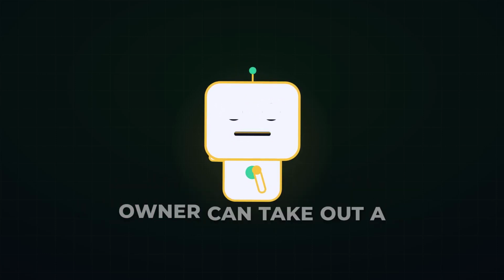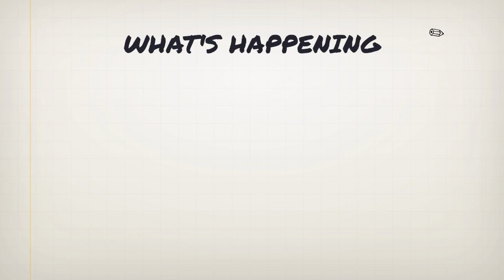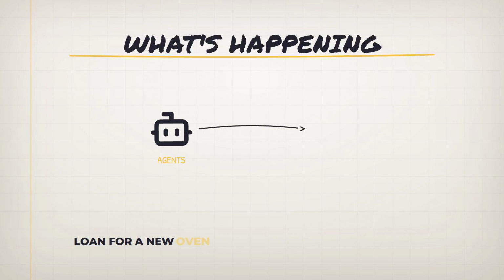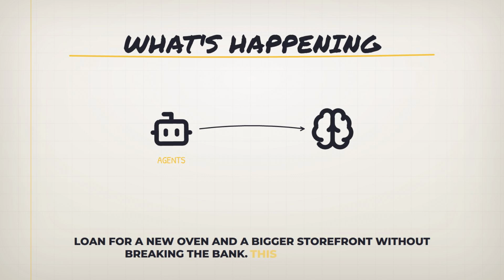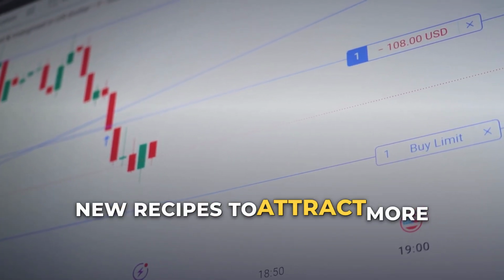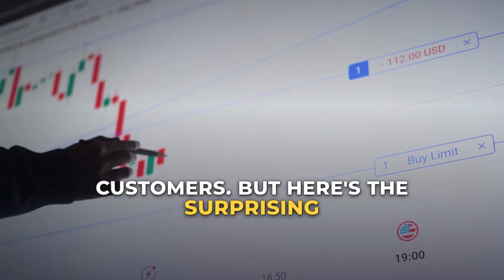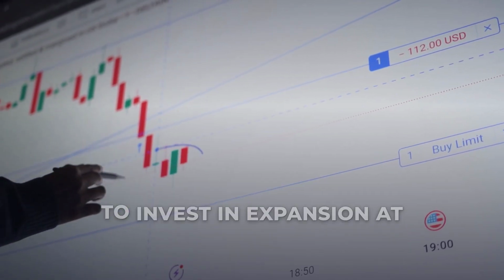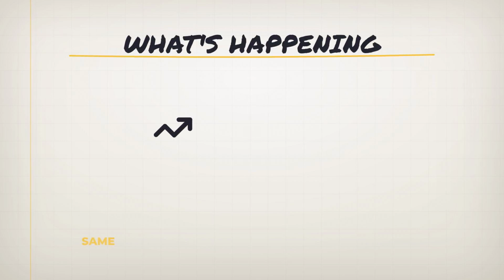With low interest rates, the owner can take out a loan for a new oven and a bigger storefront without breaking the bank. This means they can produce more pastries and hire additional staff. The bakery isn't just a local favorite now, it's becoming a community employer and innovating with new recipes to attract more customers. But here's the surprising part. When many businesses decide to invest in expansion at the same time, it creates a ripple effect throughout the economy.